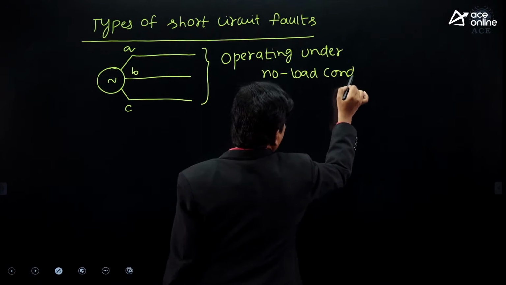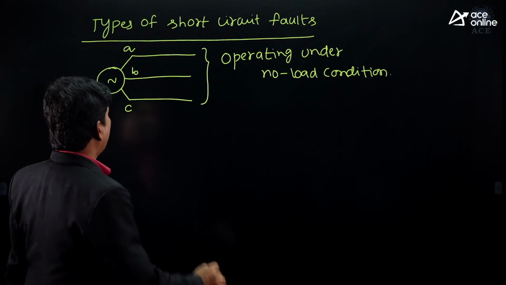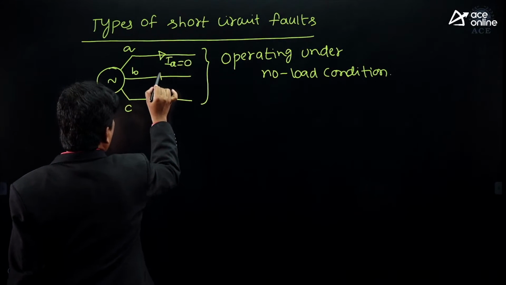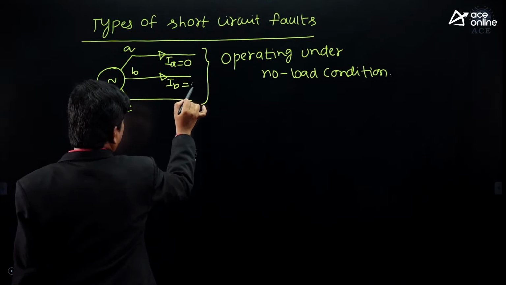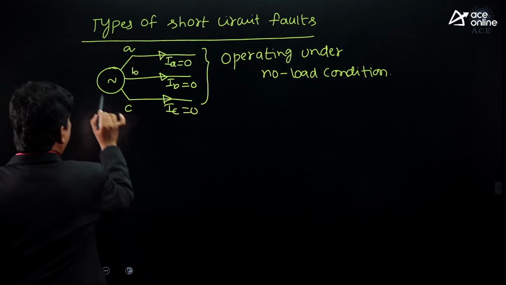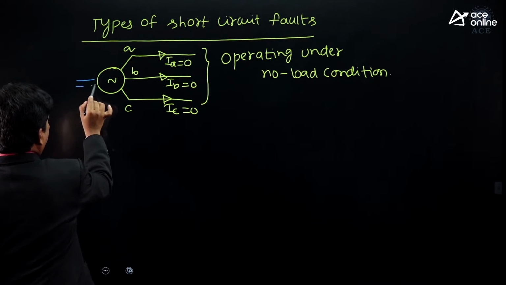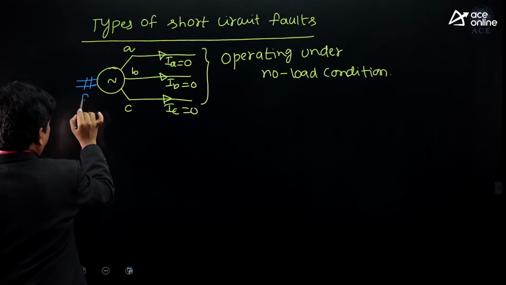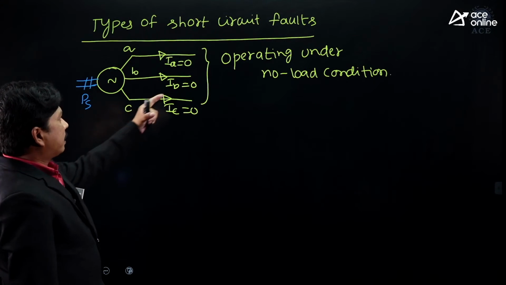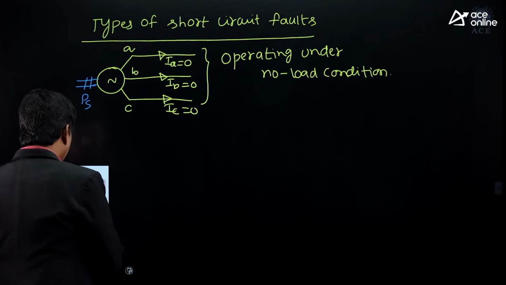For example, whenever it is operating under no load condition, what is the current flowing in IA? It should be IA equal to 0, and current flowing in IB is also equivalent to 0, and current flowing in IC is also equivalent to 0. And still we are giving constant mechanical input to this one, Ps, and it is not producing any amount of electrical output, right? As it is operating under no load condition. Clear students?